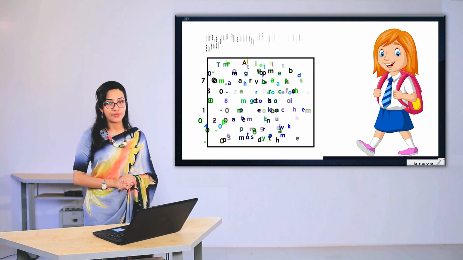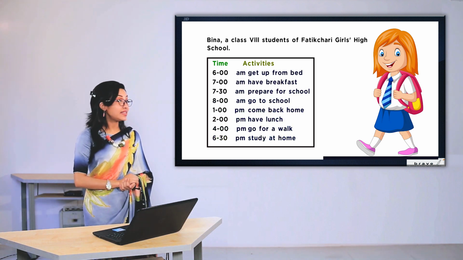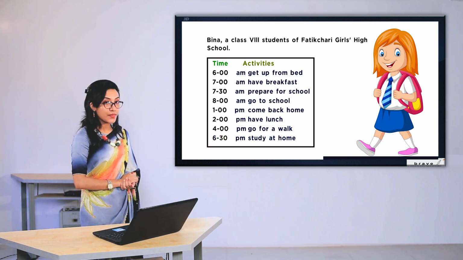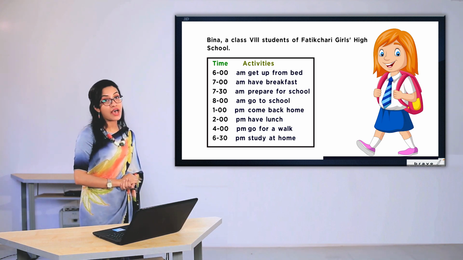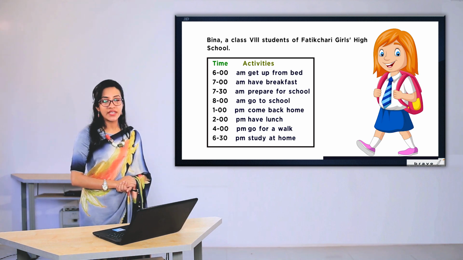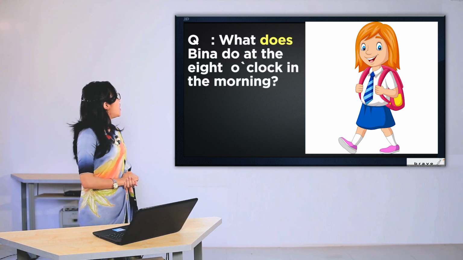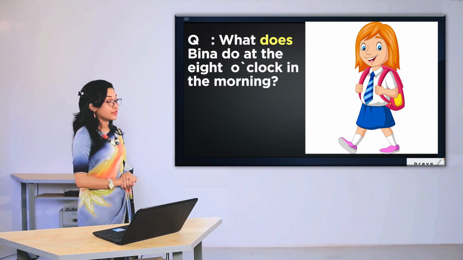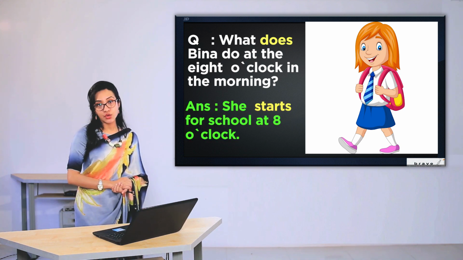Now let's see another picture. Here we can see the daily routine of Bina, a student of class 8 of Fotikchuri Girls High School. Now what can you see in her timetable? As you can see, there is a question given at the top. What does Bina do at 8 o'clock in the morning? Now the answer is she starts for school at 8 o'clock.